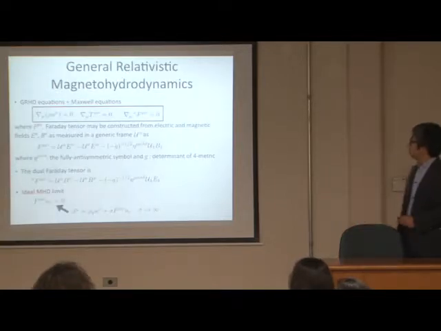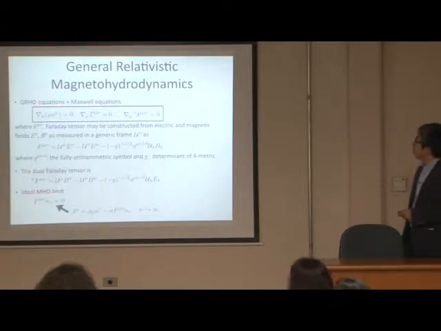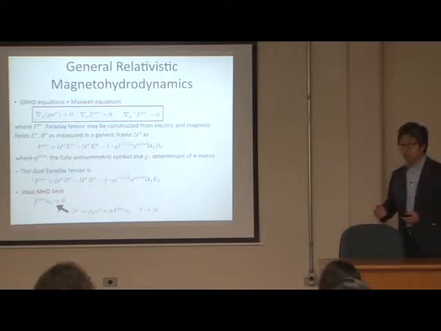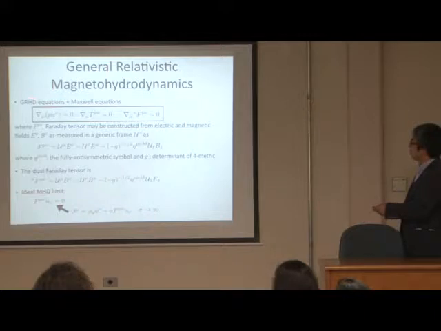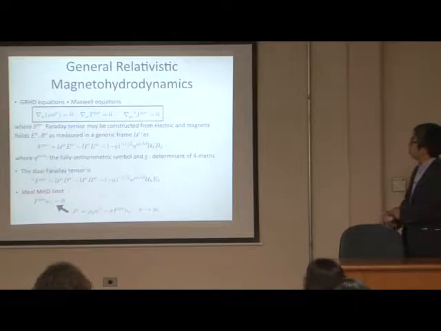Okay, so this is the general relativistic magnetohydrodynamic equation. So the general relativistic hydrodynamic equation plus the Maxwell equation. This is the same way as in the Newtonian MHD case. So it starts from the continuity equation plus the conservation of the energy momentum tensor and adds the Maxwell equation part, where F mu nu is the Faraday tensor. So maybe this is constructed from the electromagnetic field, E and B, in the general frame, and this is calculated this way.